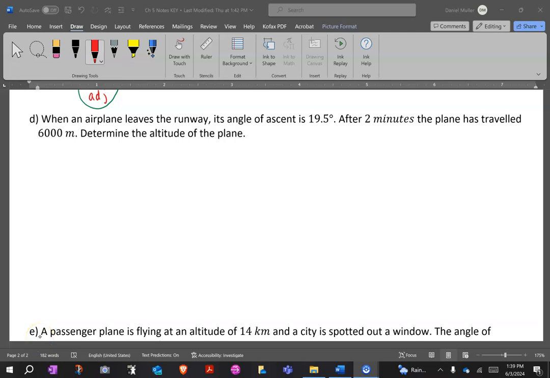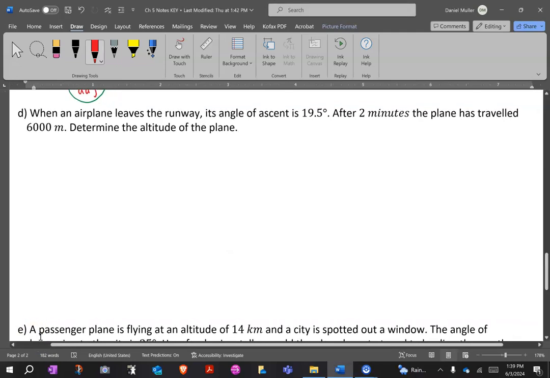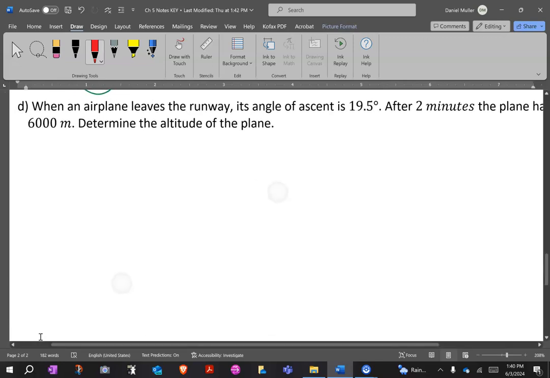Let's move on to the fourth example. When an airplane leaves the runway, its angle of ascent, so that's heading up, is 19.5 degrees. After 2 minutes, the plane has traveled 6,000 meters. Determine the altitude or the height of the plane. So we got to draw something.